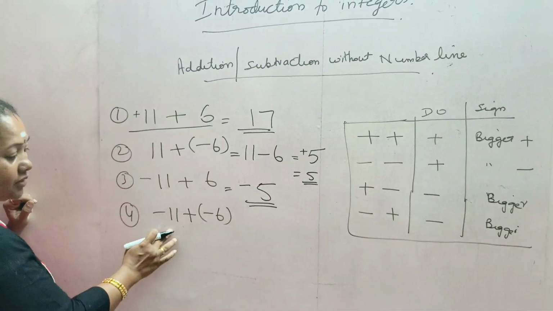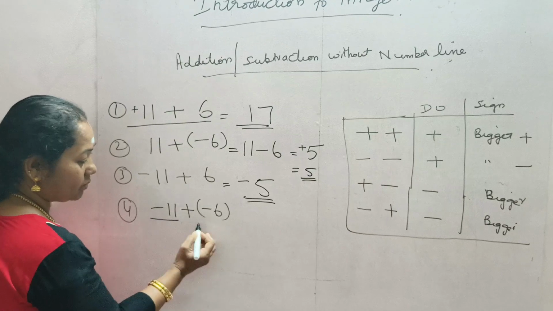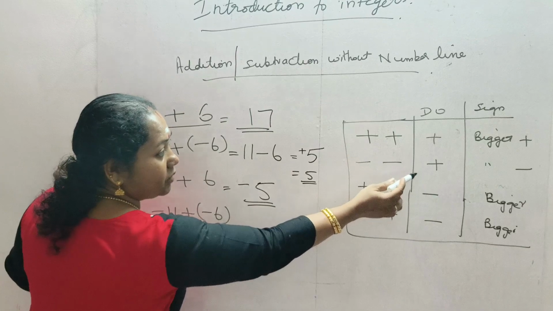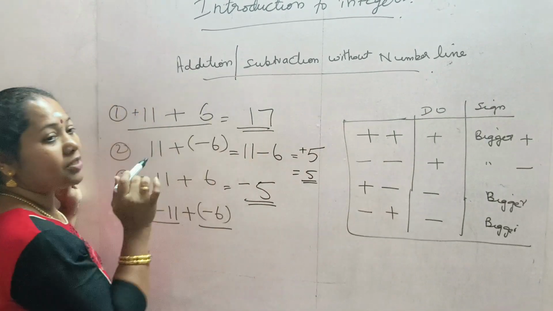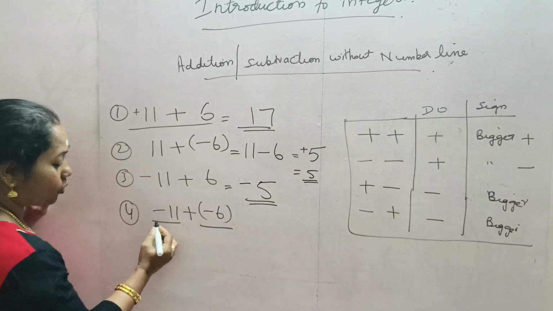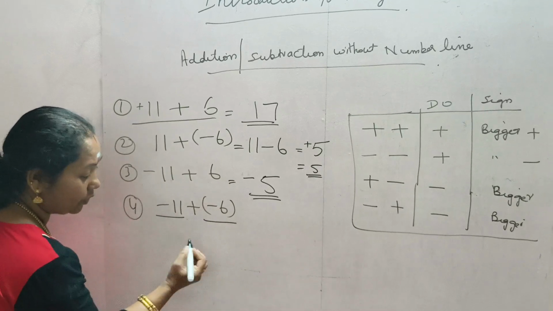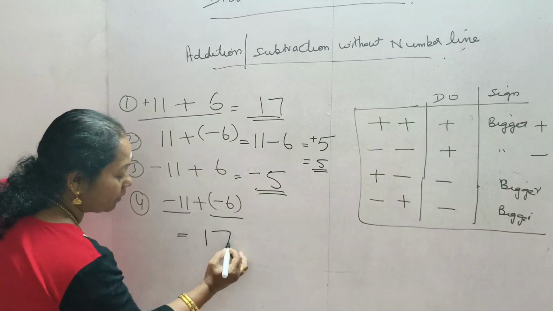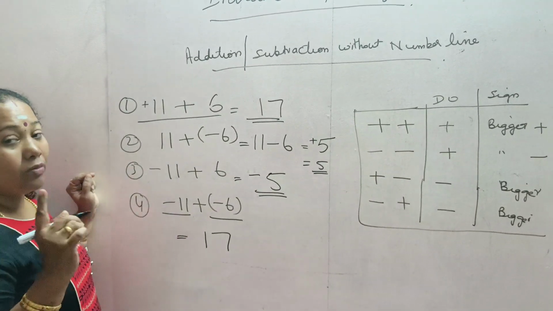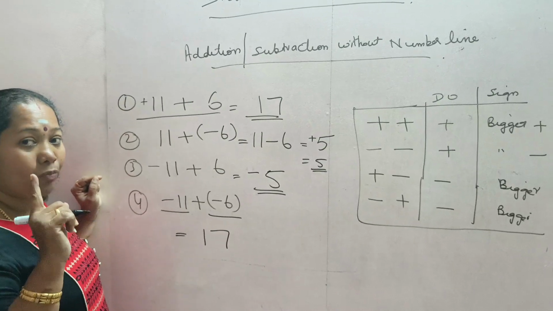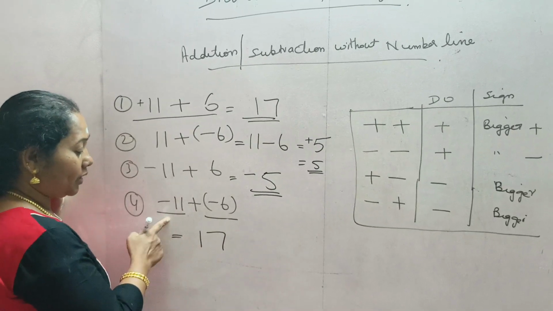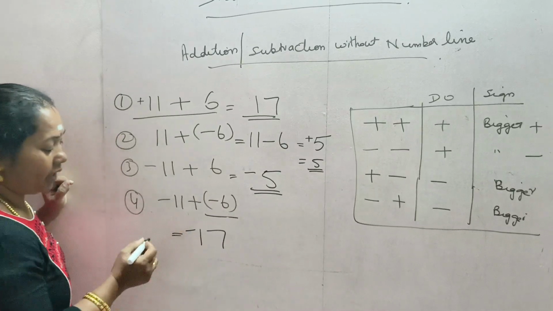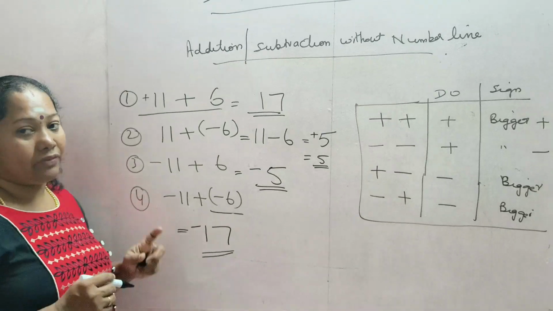Okay. And next let us consider this one. One is a minus number and the other one is also a minus number. Both are minus, which means we have to do addition and put the sign of the bigger number. If both are minus numbers, we have to do addition. 11 and 6, that is 11 plus 6, 17. Now we have to put the sign of the bigger number. 11 is the bigger number, so we put the sign of minus. So the answer is minus 17.